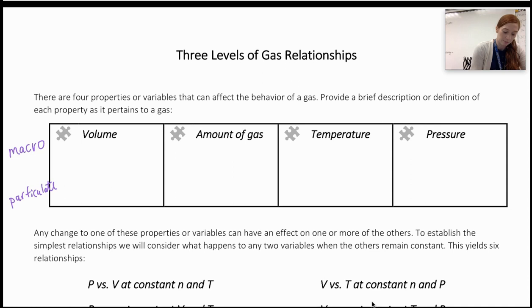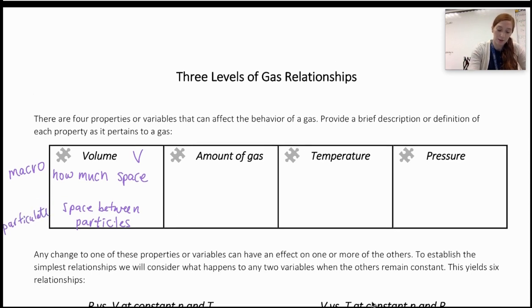Okay, so I also want to make sure that we know what our variables are as well as their name, as well as their abbreviation. So volume is capital V. At the macro level, this is how much space a gas takes up. Remember, at particulate level, this is the space between particles.